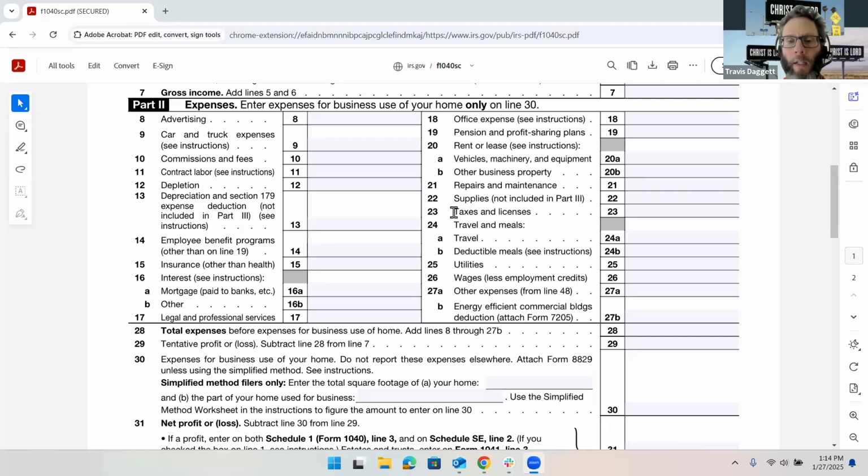Taxes and licenses, pretty broad. Now remember, this wouldn't be individual personal income tax, and a sole proprietorship doesn't pay business tax. So this would be things like property tax if you have a property as part of your business, licenses, renewing your LLC, that kind of thing. And then travel and meals, pretty self-explanatory. Utilities, again, for your business building, or if you have a home office, it's something used exclusively for your business, you can write off that portion of your home, the utilities, your home office.